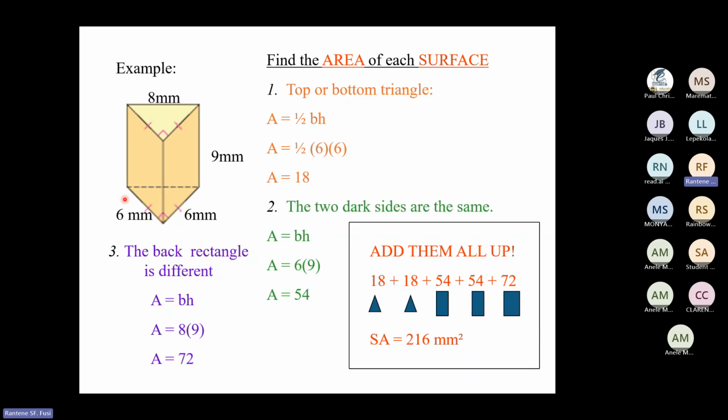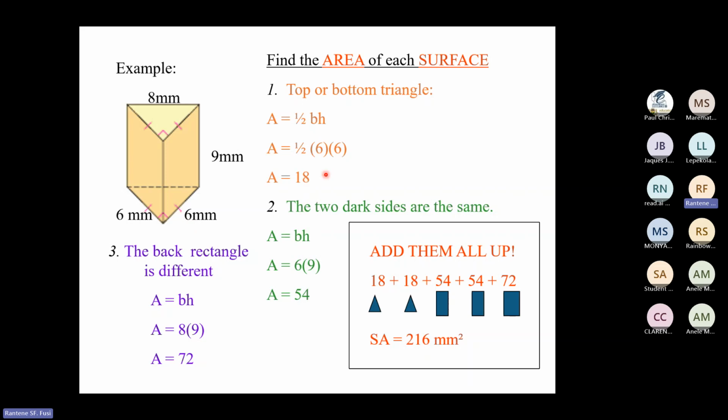Now let's calculate the area of this triangle. The base is 6, the height is 6. The area is half base multiplied by height, and we've got the half here. 6 multiplied by 6 is 36. Divided by 2 is 18 millimeters squared. So the area of a triangle is 18 millimeters squared. But now we've got 2 of them. Remember, we are going to multiply by 2.